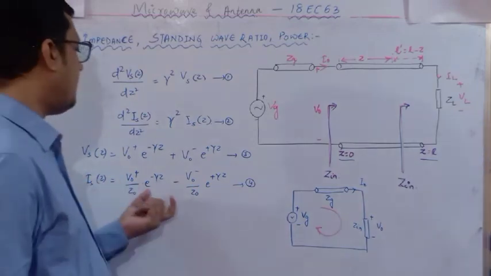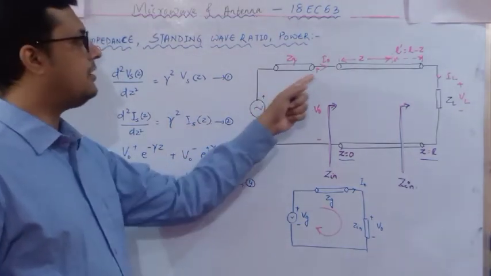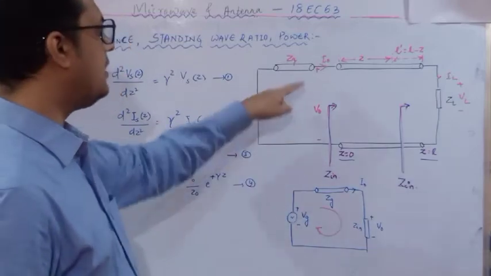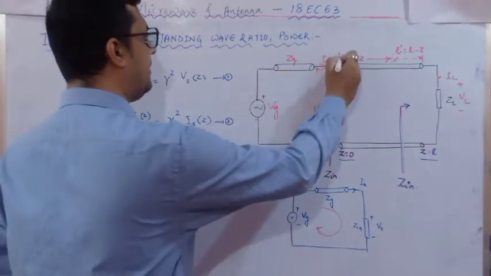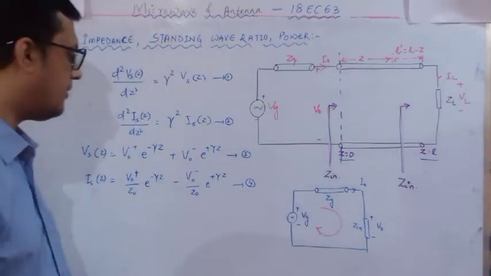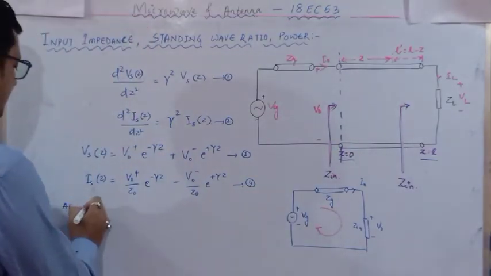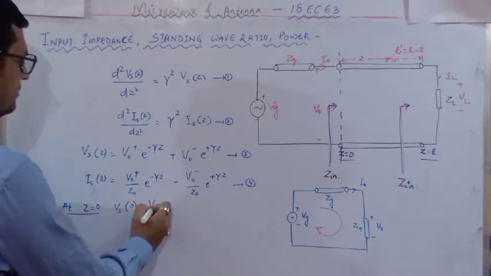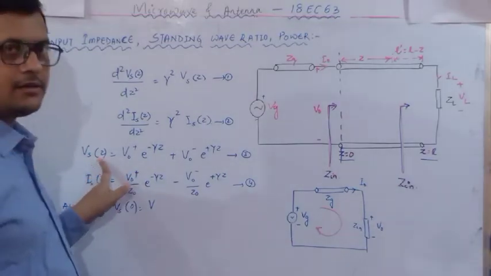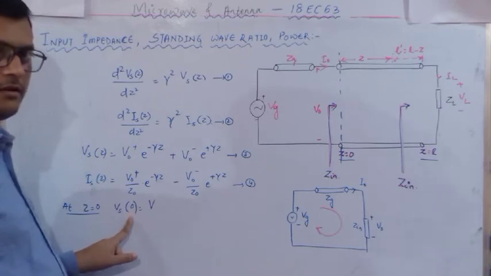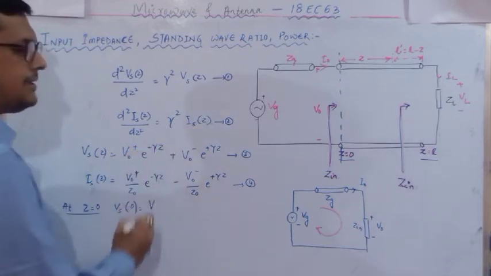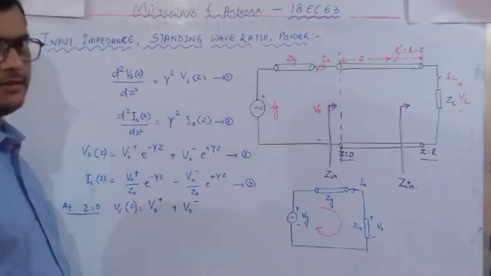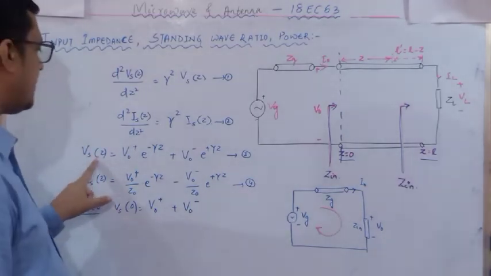Okay. Now once these two equations are known, with respect to the position we can identify what is our V naught and what is our I naught. How? Let's see. Let us consider the point at z is equal to 0. So what will I write? At z is equal to 0, that means Vs of 0 is equal to how much? In place of z we have substituted 0. E to the power 0 means it is 1. So here I will get V naught plus and here it is V naught minus. This is with respect to the first equation.